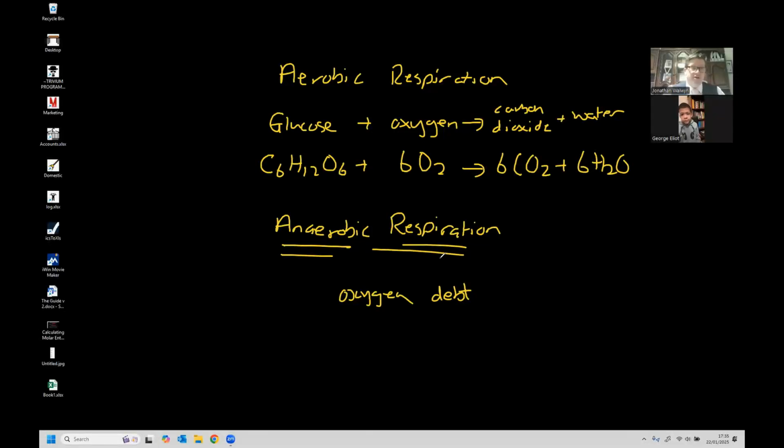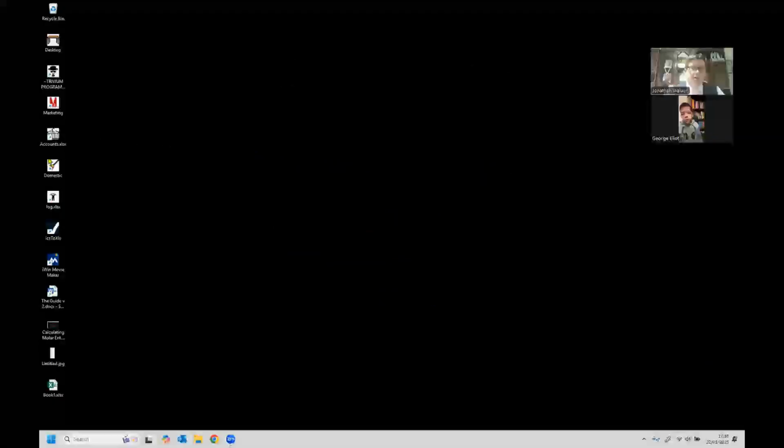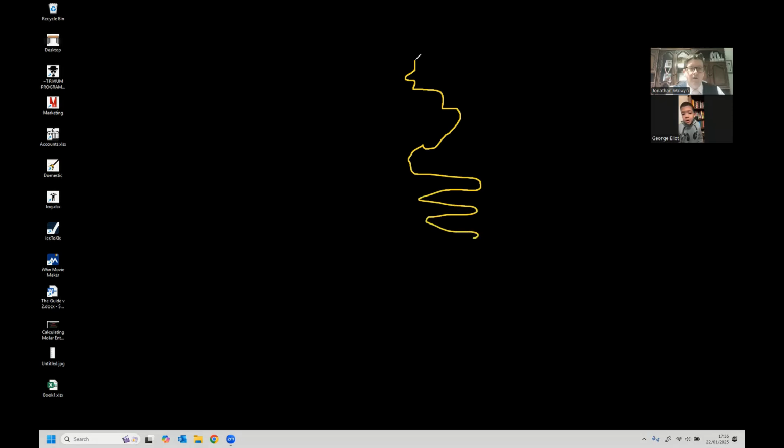Very good. Now, just a final thing, just to remind you, we'll look at this in a bit more detail, but what is going on here? Can you tell me what I'm drawing here? A person's body. A person's body.